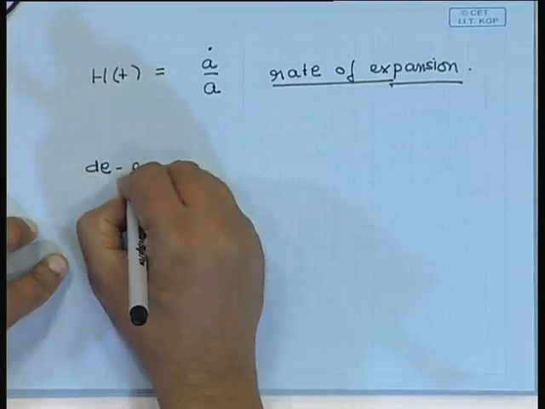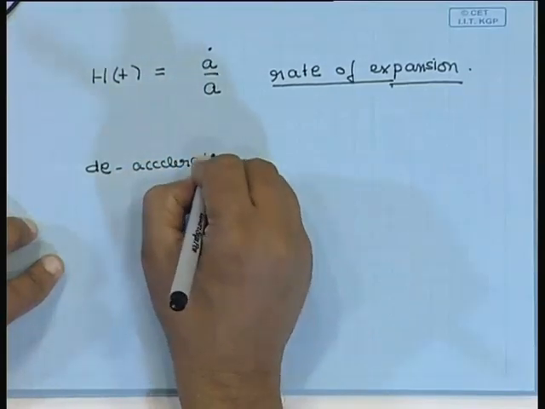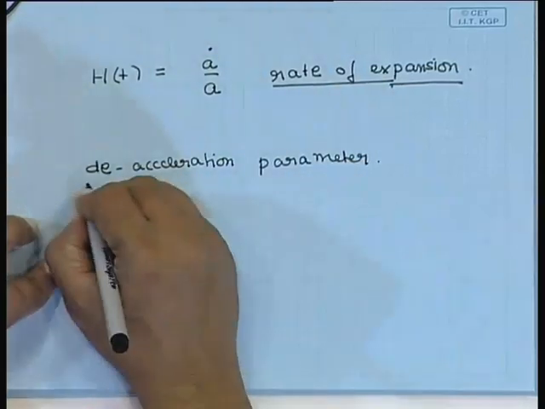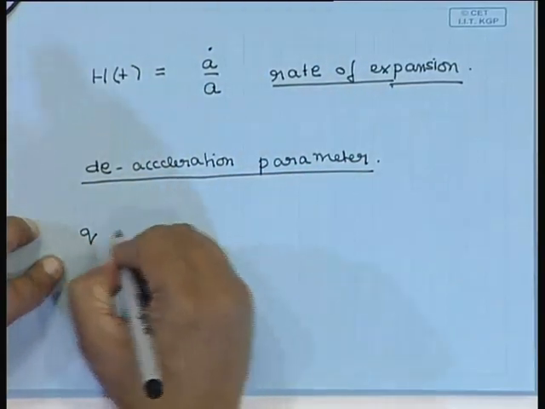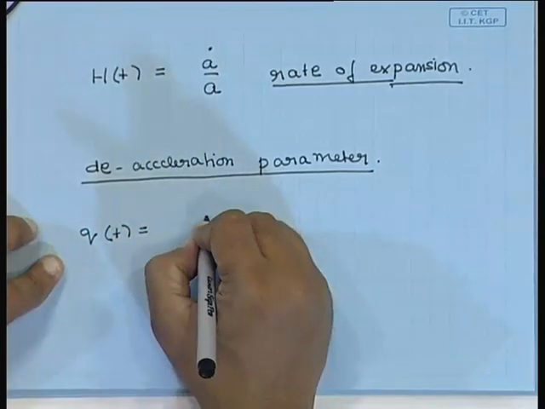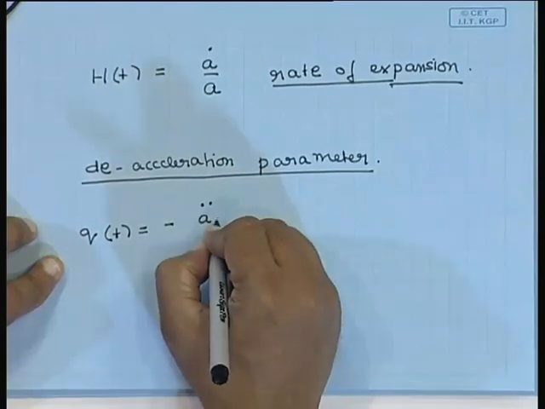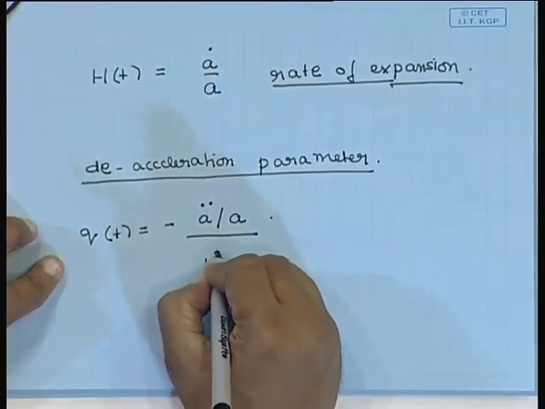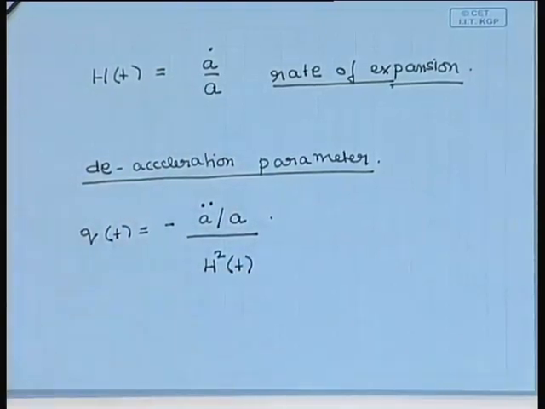And for this we use the deacceleration parameter defined like this, q, which is a function of time in general, minus A double dot by A divided by the Hubble parameter squared. This is the deacceleration parameter. What does this parameter aim to quantify? This parameter aims to quantify the rate at which the acceleration itself, the rate at which the expansion itself changes.